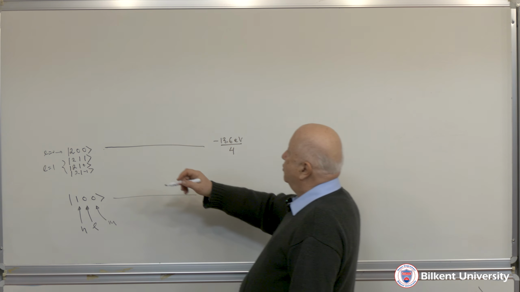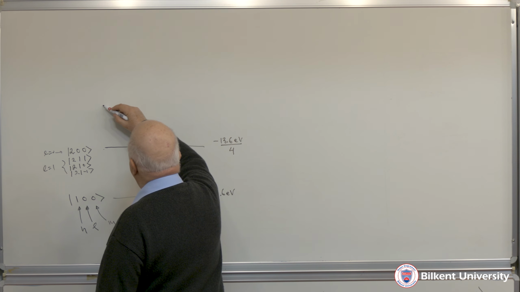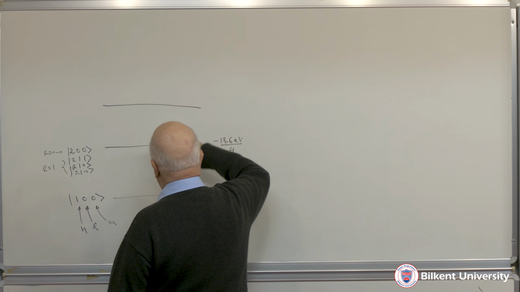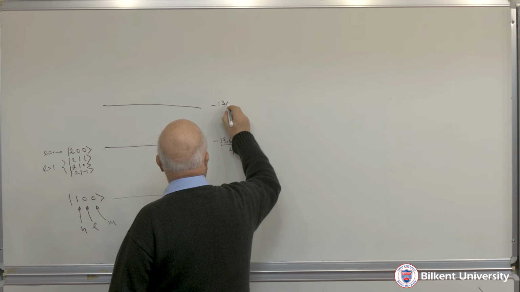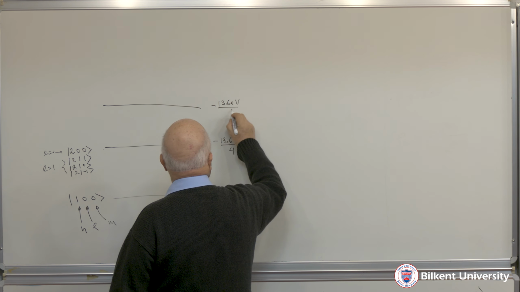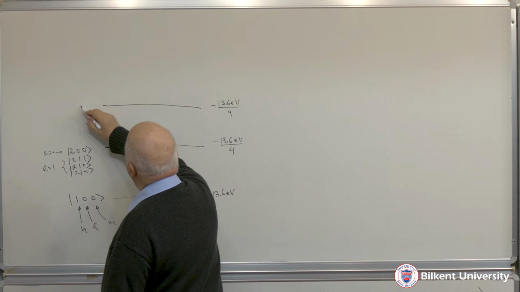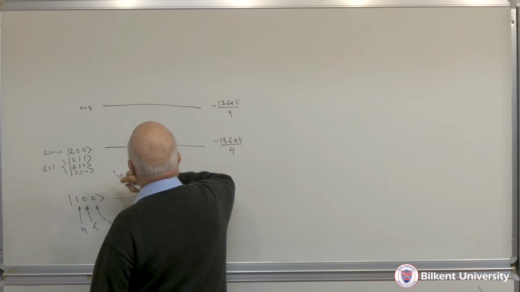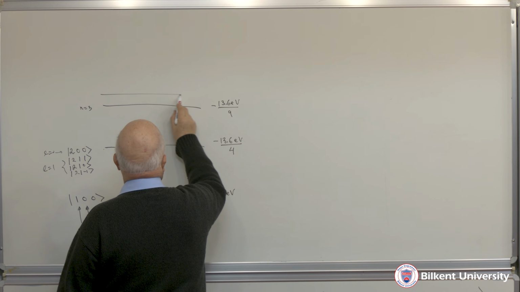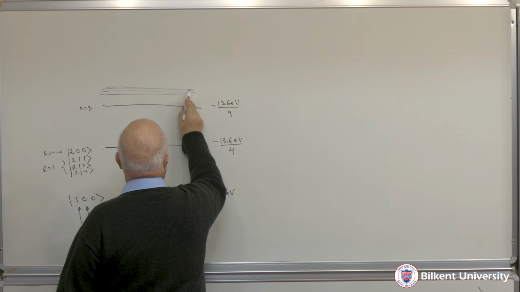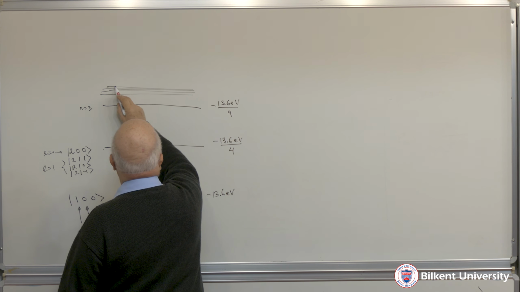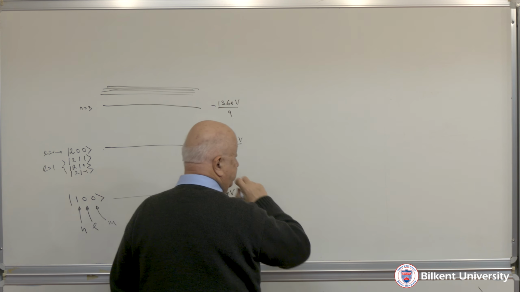Then the next thing is going to be an even smaller gap, minus 13.6 electron volts divided by 9. This is the n equal to 3 case. And you see these things accumulate closer and closer to the top.